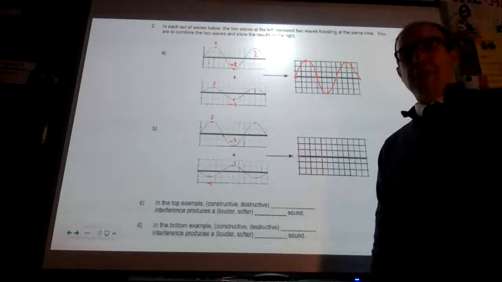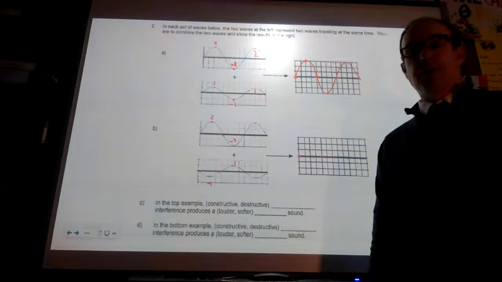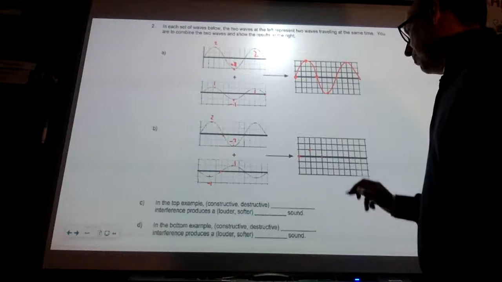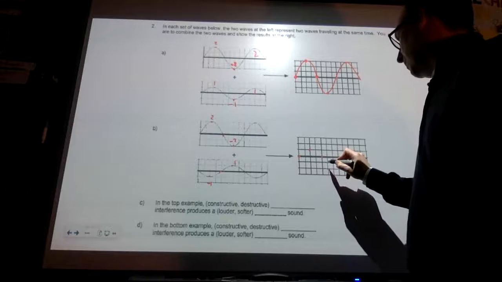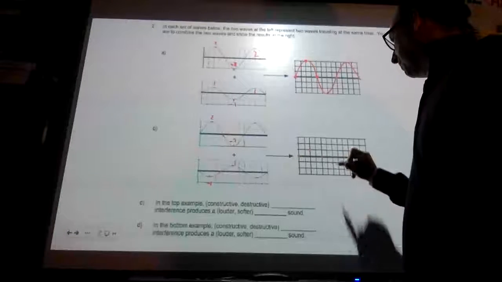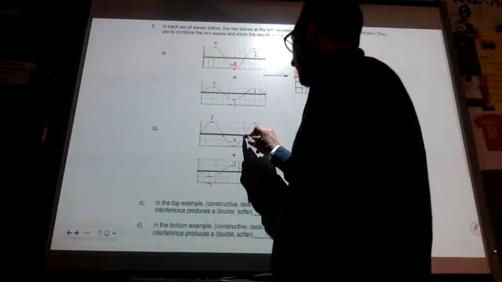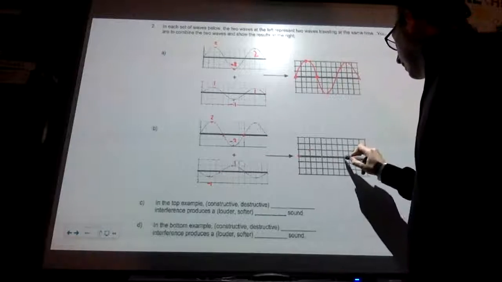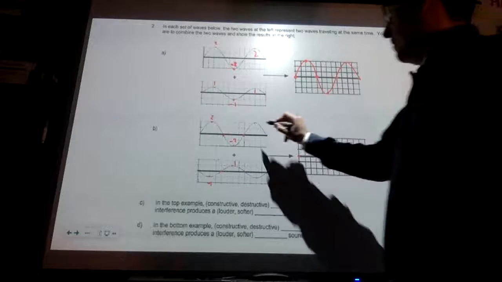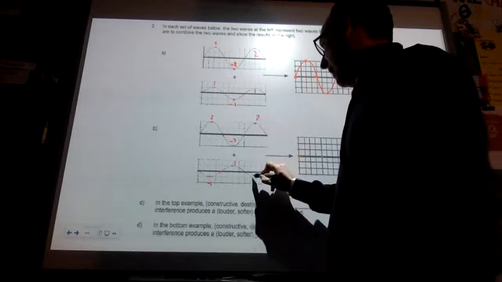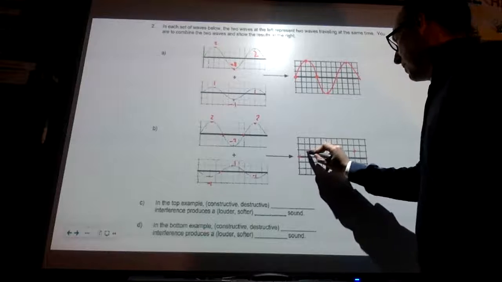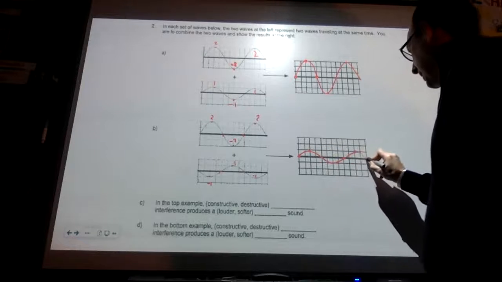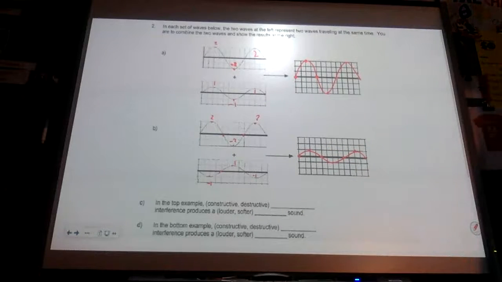This is what I meant by adding it arithmetically. You're just adding the values of the individual points. So -2 plus 1 is -1. Then again, I'm at 0, 0. And then finally, I have 2 and -1 together, which is going to be 1. So these would add up to this. Try to make it look sinusoidal and not like a cycloid.